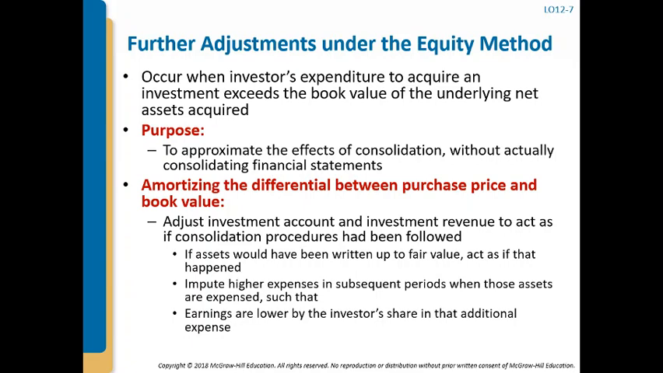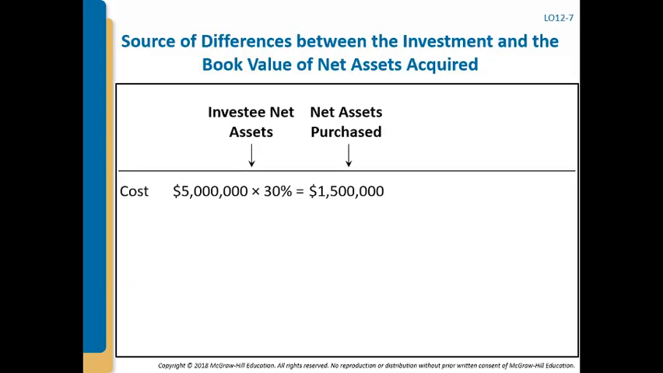So you adjust the investment account and investment revenue to act as if the consolidation procedures had been followed. If the assets would have been written up to fair value, act as if that happened. You impute higher expenses in subsequent periods when those assets are expensed. Earnings are lower by the investor's share in that additional expense. So let's look at an example. It's the best way of doing it.